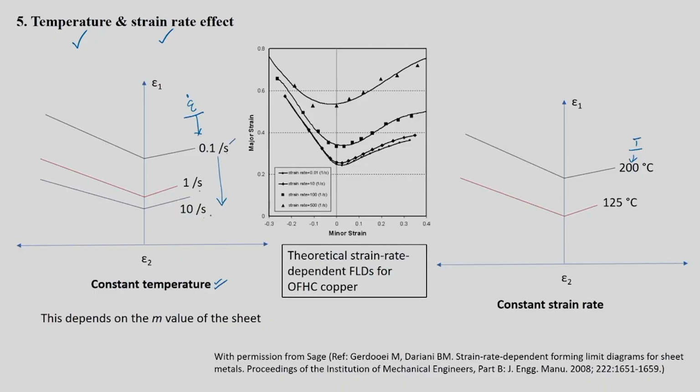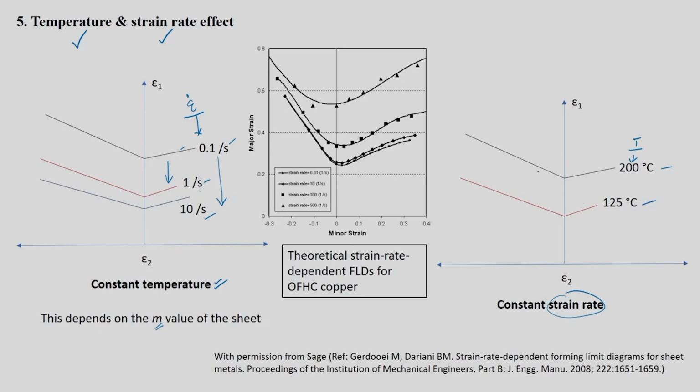This is slowly deforming. This is the highest speed, and this is in between. You will see that your forming limit is actually coming down. Forming limit is actually decreasing. That is the difference between black, red and blue. For higher strain rate, you have a lesser forming limit, and this depends on the m value of the material. And if you take the other effect, suppose you keep it at one particular strain rate, let us say strain rate is fixed at 1 per second, and then you are changing the temperature. One forming limit is for 200 degrees centigrade, which is better than the other case, for example 125 degrees centigrade. This is just a schematic I am drawing.